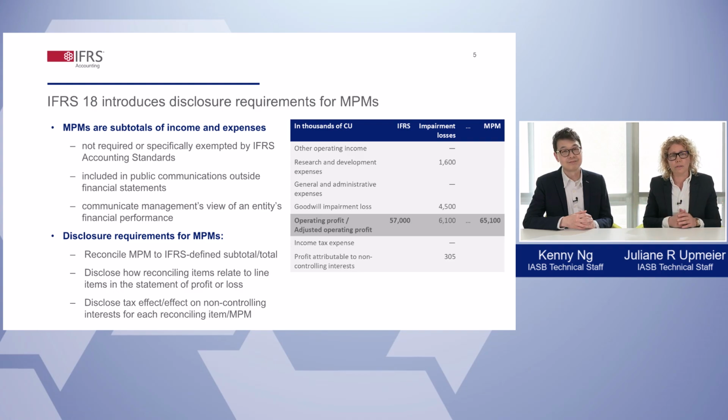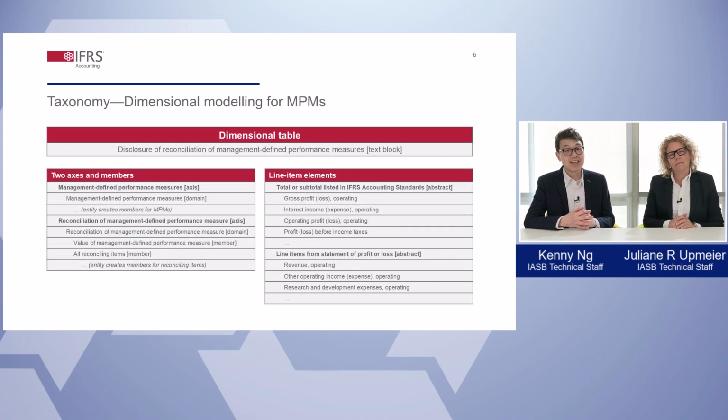And this entity has also disclosed the amount of impairment losses included in the line items research and development expenses and goodwill impairment loss in the statement of profit or loss. Thanks, Juliana. The IASB added a dimensional table for tagging the MPM reconciliation. The dimensional table consists of two axes.